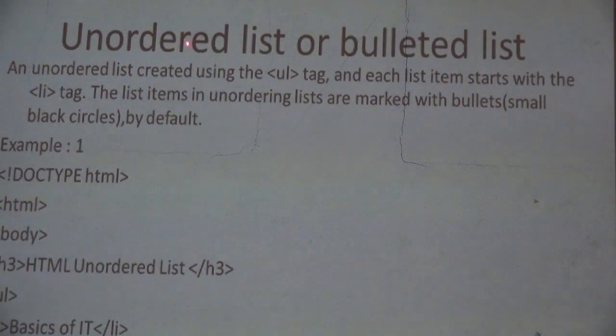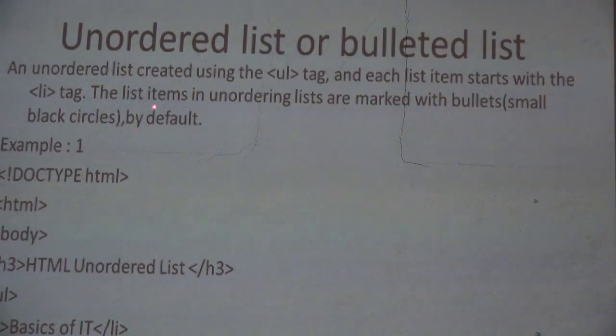An unordered list, whose other name is bulleted list, is created using the UL tag, U and L. The starting value enclosed in angle brackets is called the UL tag, or unordered list tag, and each list item starts with the LI tag. The LI tag is common to both the ordered list and the unordered list. The list items in an unordered list are marked with bullets.